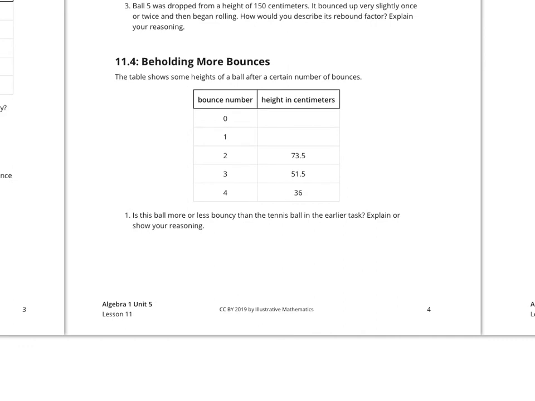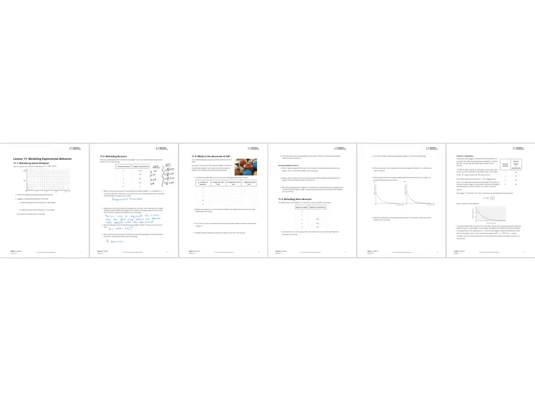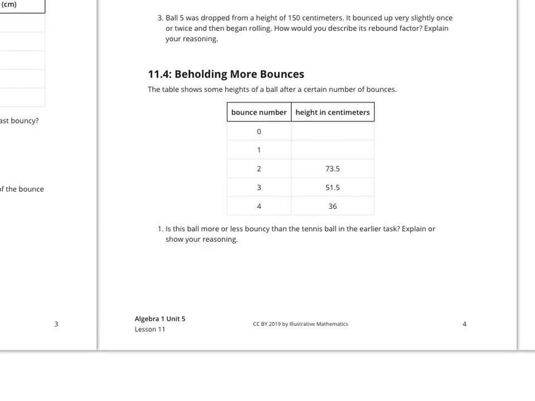All right, let's go ahead and answer these questions. So question 1 said, is this ball more or less bouncy than the tennis ball in the earlier task? Explain your reasoning. So what we can do is try to figure out the exponential factor, or the growth factor, between bounce 2 and bounce 3. So to do that, you're going to do 51.5 over 73.5. And when you divide that, you get about 0.70.